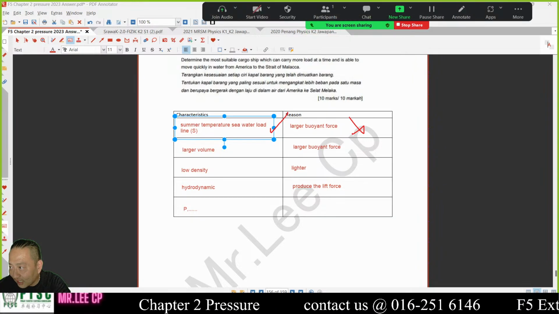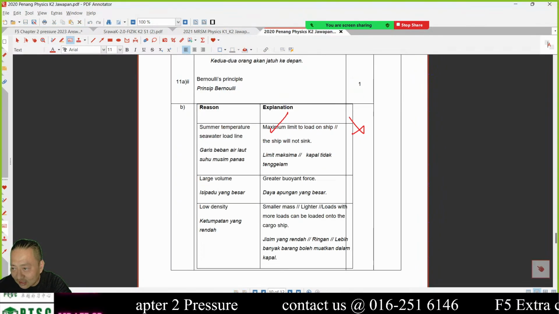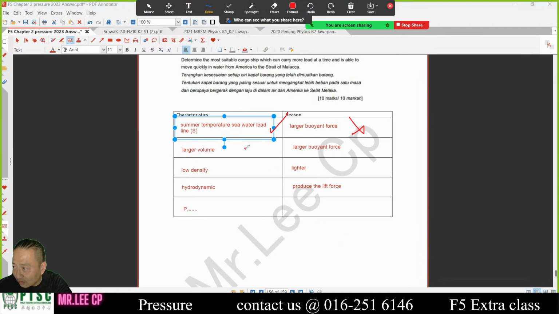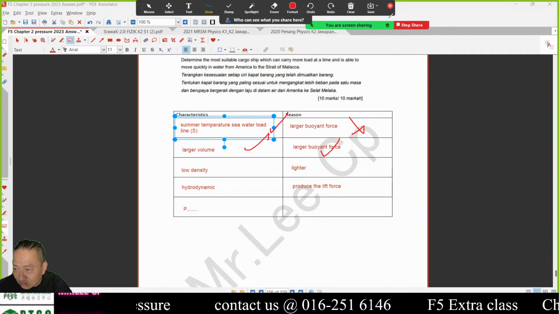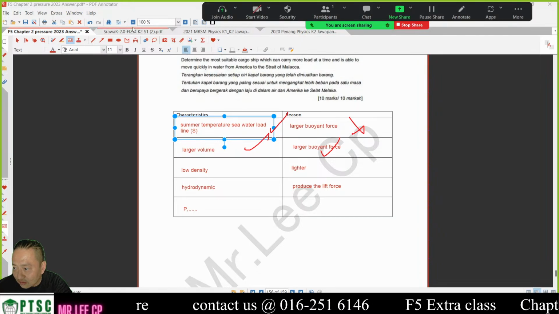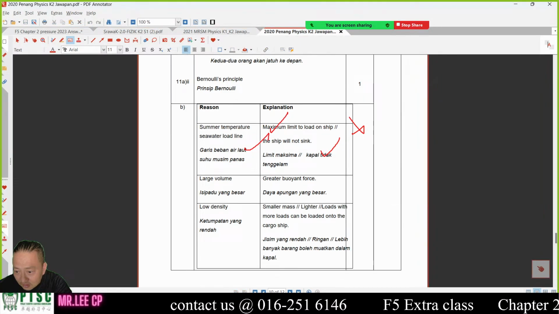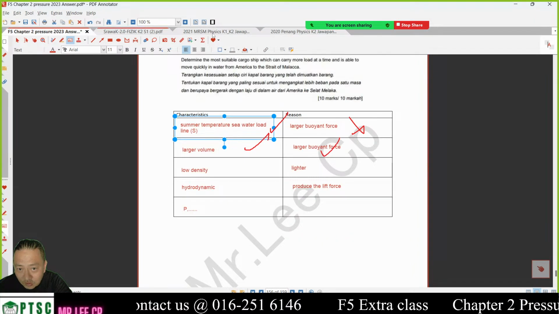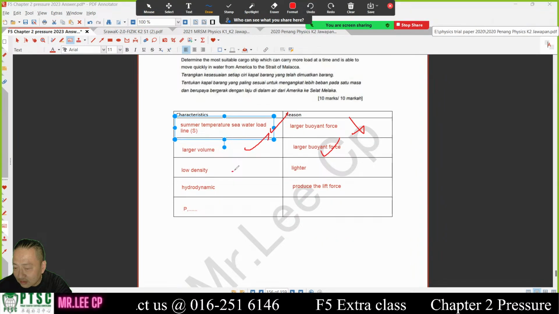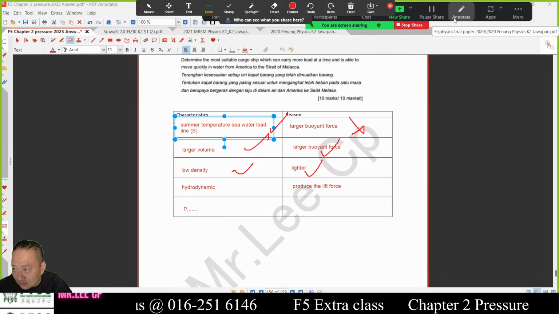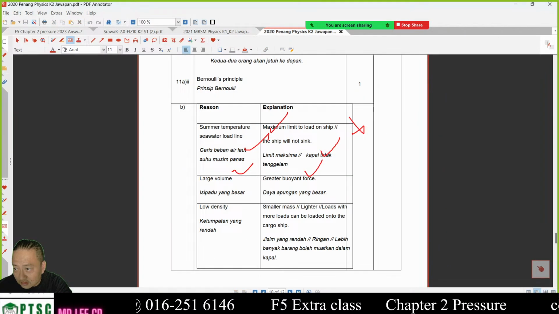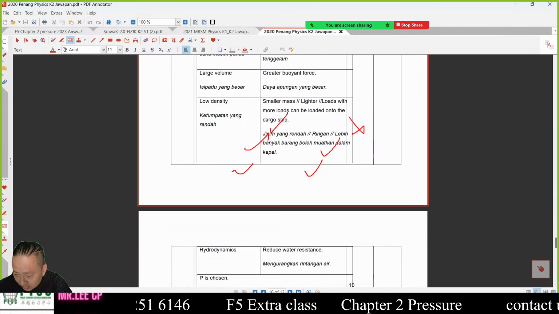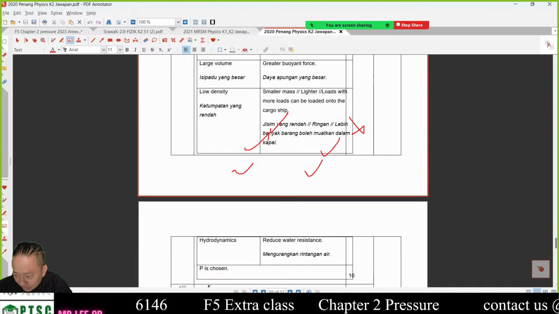Okay. And then you see the second one is larger, more buoyant force. All right. Larger buoyant force. Okay. Next one. Low density, small mass, lighter. Okay. Smaller mass, lighter. This one is easy to answer. Lastly, low density. Why? Oh, this one already: hydrodynamic, reduce the water resistance.